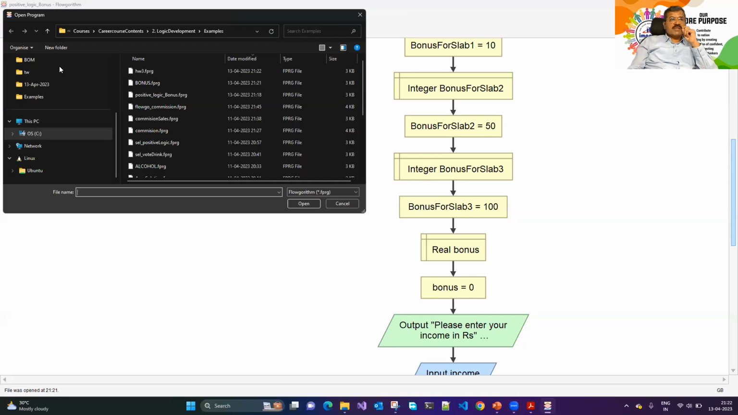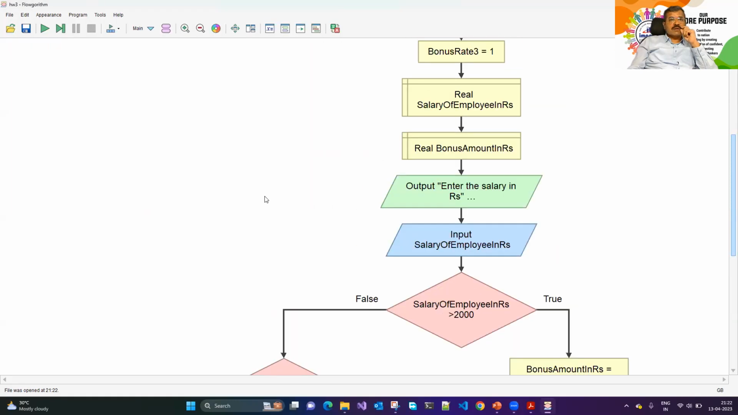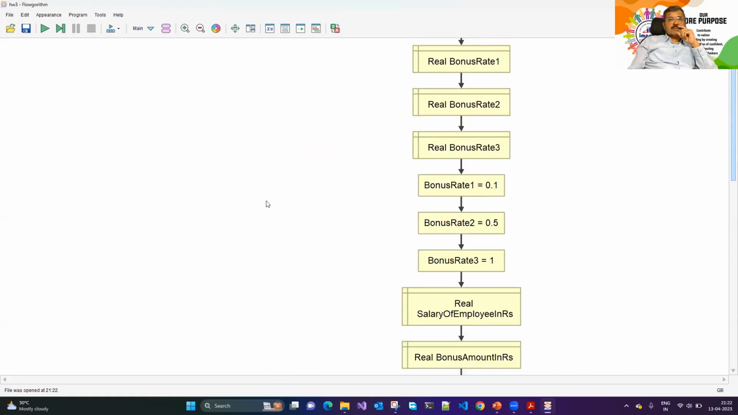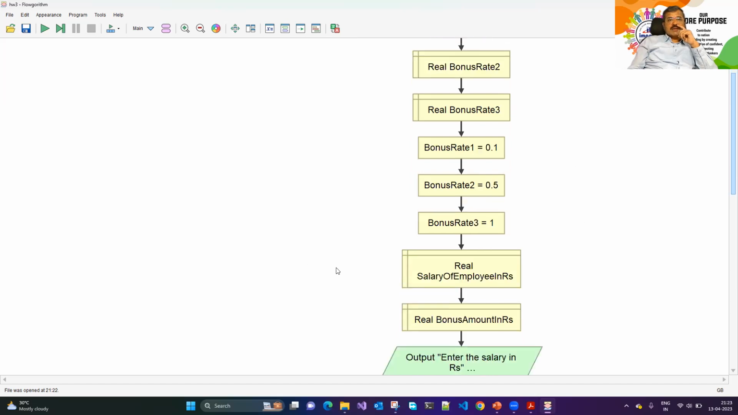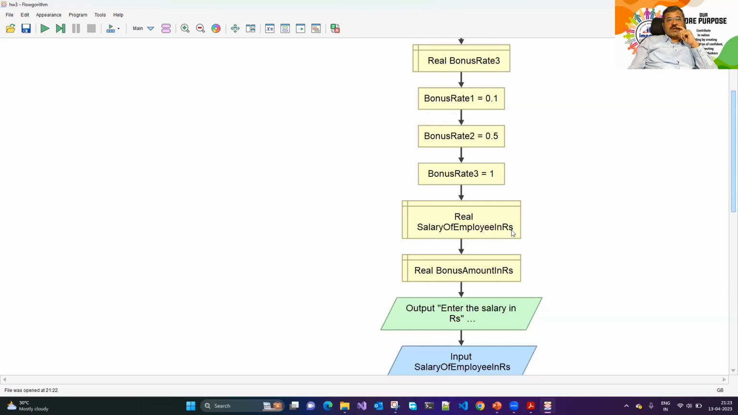Team 2 has also made the changes. Let's have a look at their code. Rate 1, bonus rate 2, bonus rate 3, bonus rate 1, 2, 3 initialized correctly. Real salary of employee in rupees.